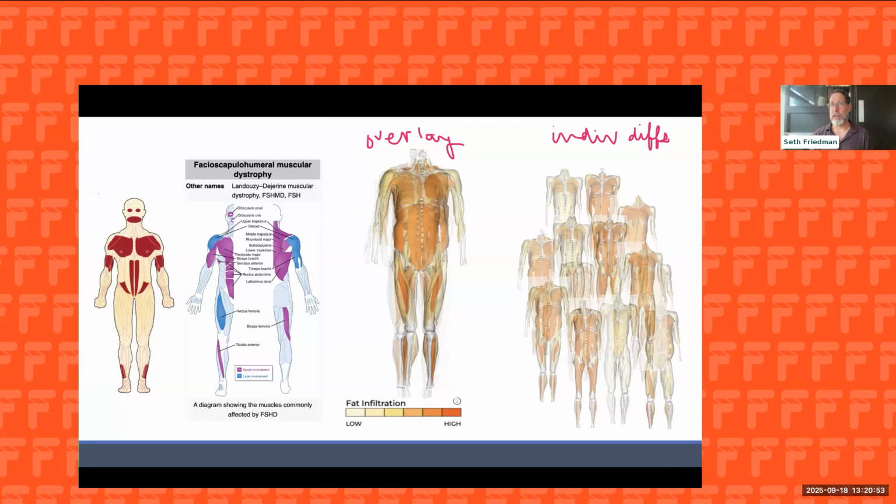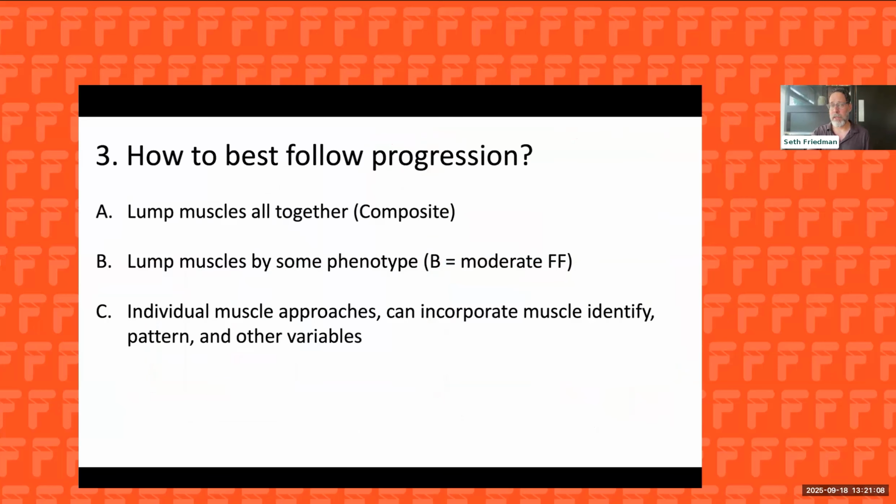But I think the trick and the challenge of the disease is we're really trying to understand individual progression. And so that's really where we've been focused on. These commonalities are nice, but really we're trying to predict an individual over time, and how to best follow progression.